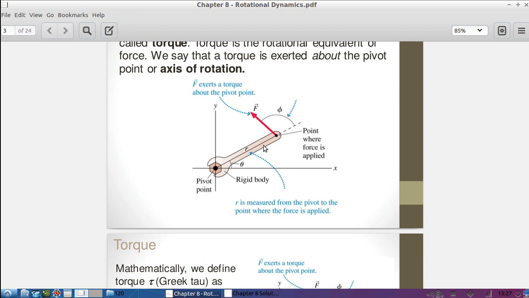If you drew an arrow for R and moved it so the tails of R and F are together, now your R vector is right here. The tails of the two vectors have to be connected to apply the cross product. So take your R vector, move it up here. This angle phi is the angle between the R vector and the F vector. Be careful, make sure you're using the right angles when you're calculating torques for WebAssign and stuff like that.